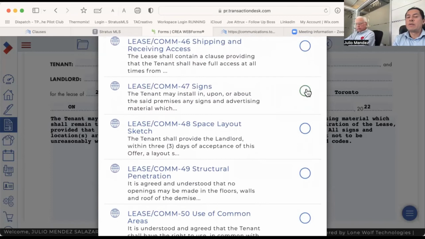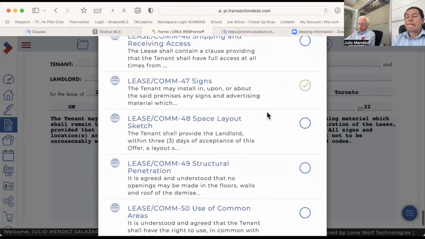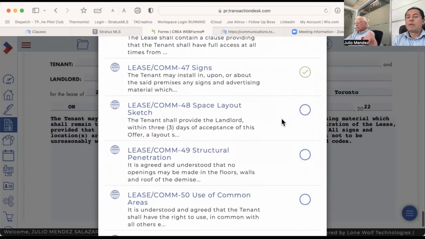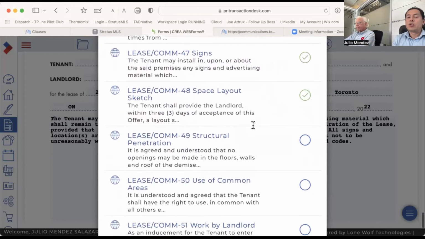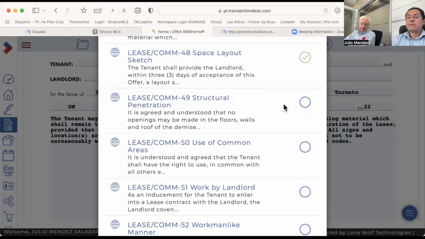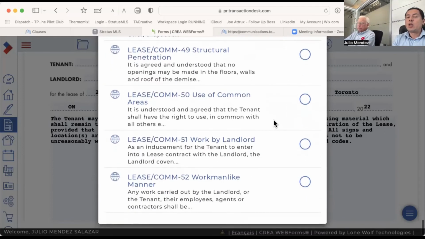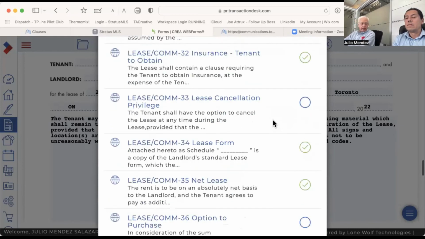Signs, this is the one we're talking about? Yeah. Okay. If there's plans, floor plan attached. Space layout sketch, that's the one you're talking about? Yes, sir. Structural penetration. Not necessary. Use of common areas. No common areas. Okay. Work by landlord. Could, yeah, depending. Okay. And workman-like manner. Yes, if there's work to be done within the four walls of the retail space, it must be done in a good workman-like manner. And that's a good clause to put in that will satisfy both the tenant and the landlord.